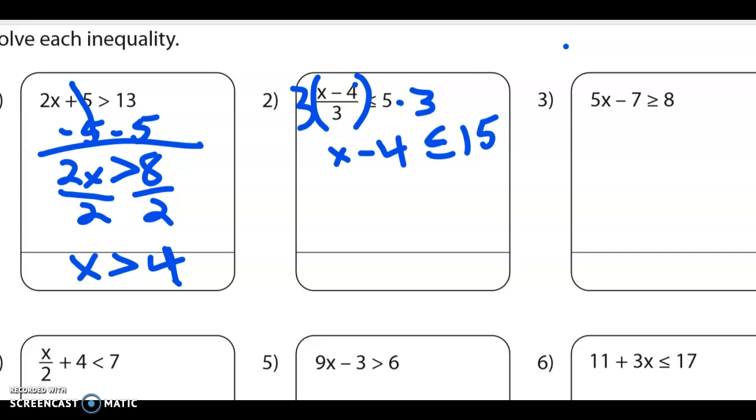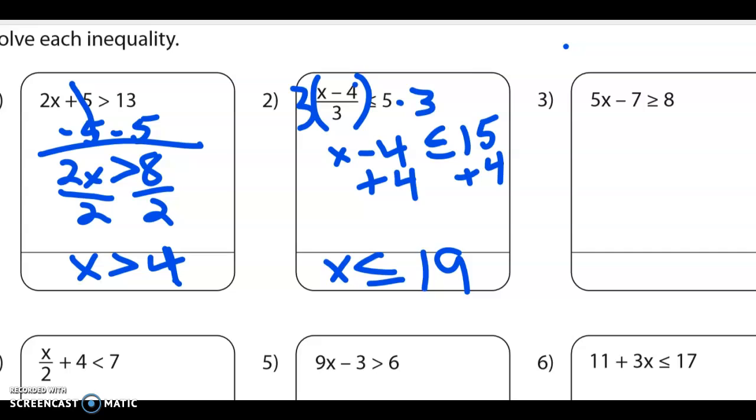Okay? So in effort to get x by itself, we add 4 to both sides, leaves us with x less than or equal to 19, which means I can plug in any number less than or equal to 19 and I will get something that makes this equation true.